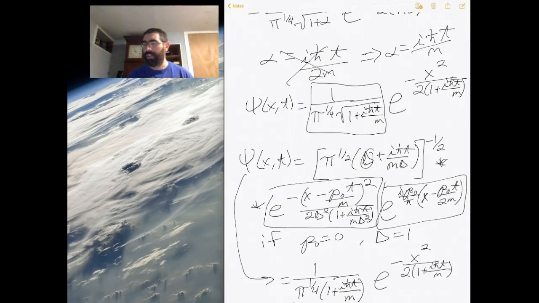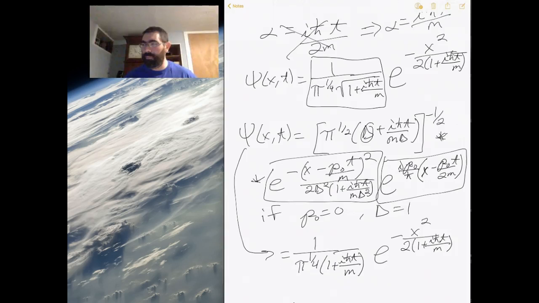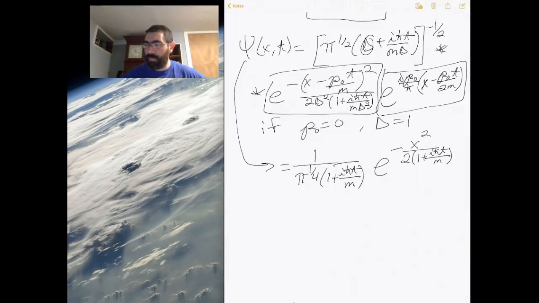So in the end, what we get is the same solution, either using the original method of finding the propagator from what we did in class, or from setting the propagator equal to the exponential of minus I, the Hamiltonian t over h bar.